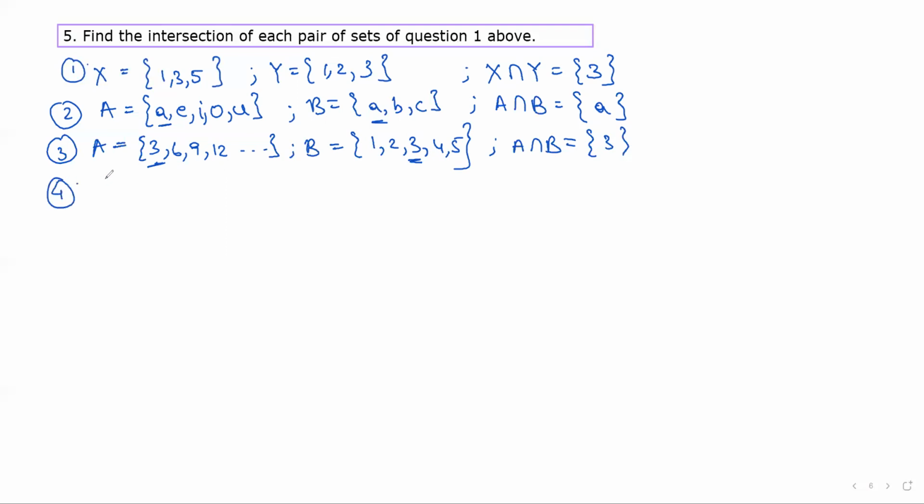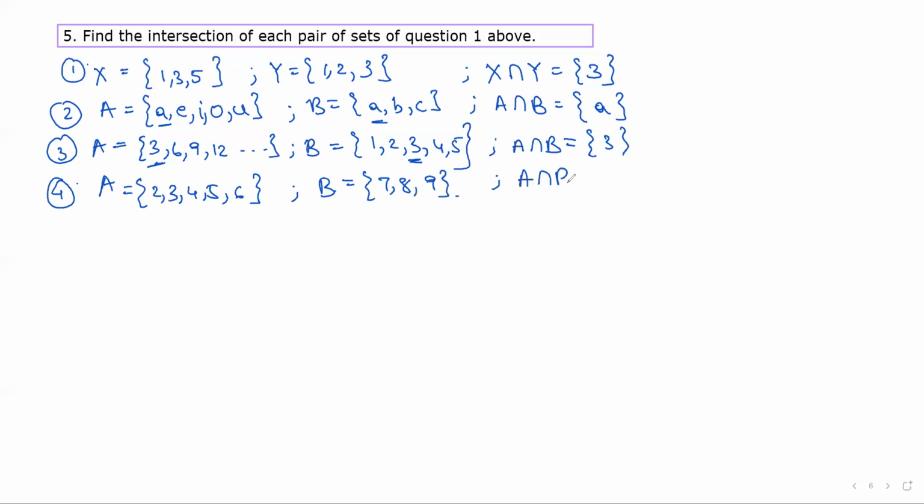Fourth, A is the set of all x such that x is a natural number and x lies between 1 and 6, excluding 1, including 6. So it is 2, 3, 4, 5, 6. Second, B is x, a natural number between 6 and 10, not including either of the two values. So it is 7, 8, 9 are the elements.